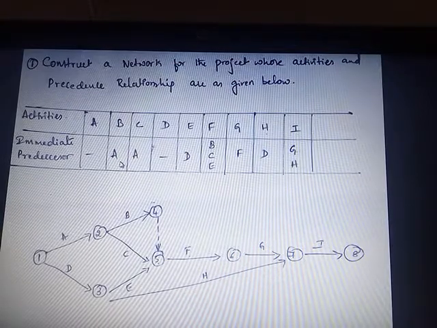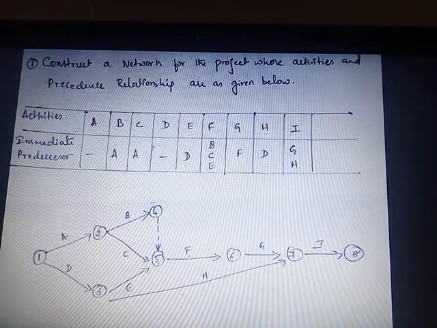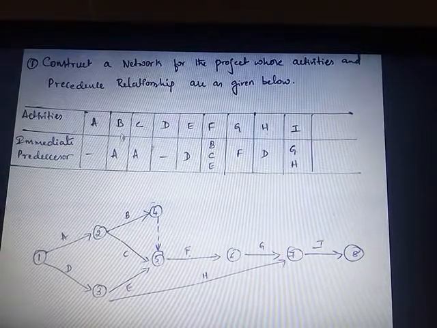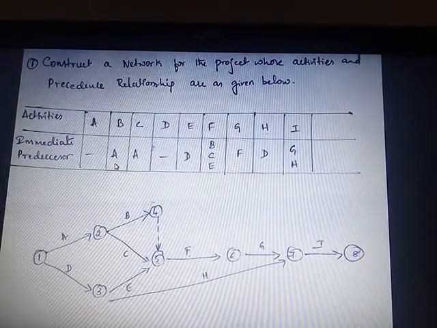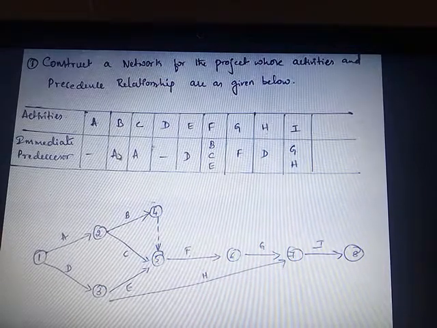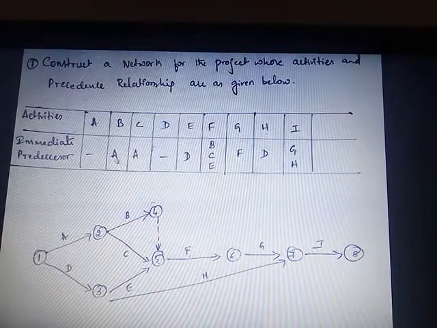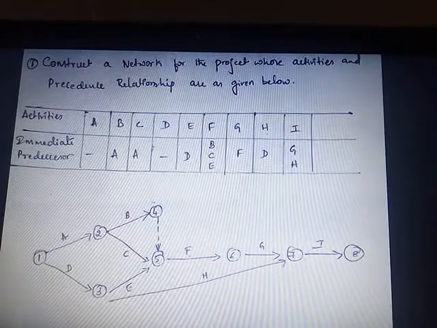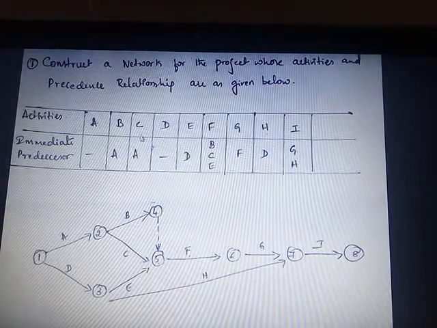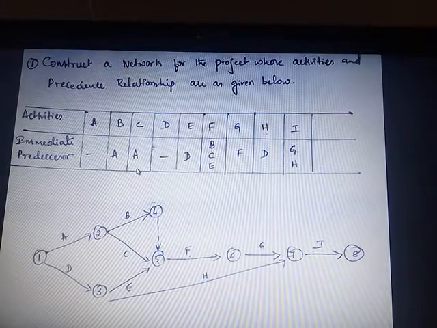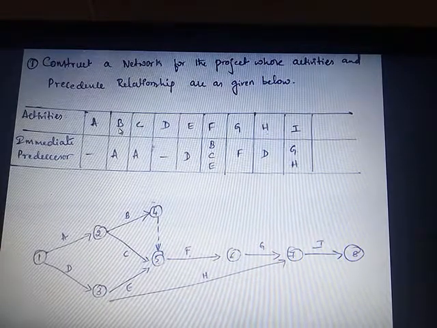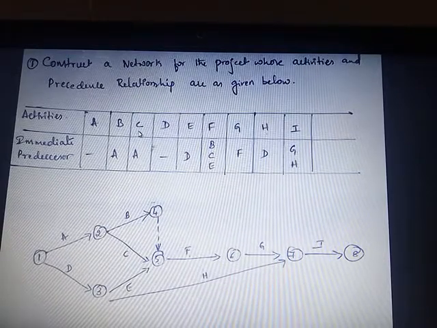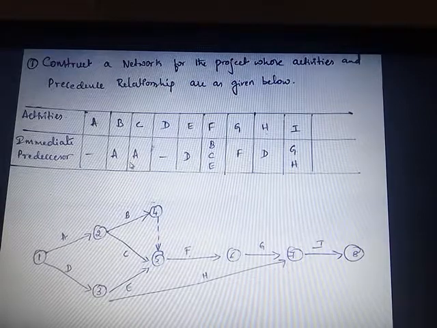First you have to analyze the given activity and immediate predecessor, then only we can construct the network. For the B activity, the immediate predecessor is A. That is, in order to complete the B activity, A activity should be completed. So after the completion of A, only then B can come. Next, the immediate predecessor for C is A. Here also A is the immediate predecessor of C. That is, B and C both are activities which have to be completed only after the completion of activity A.